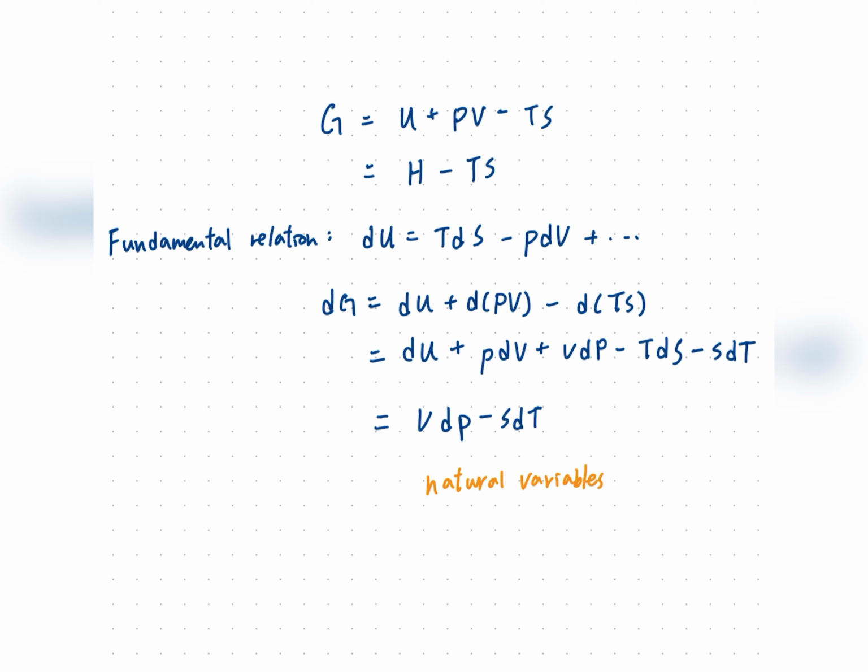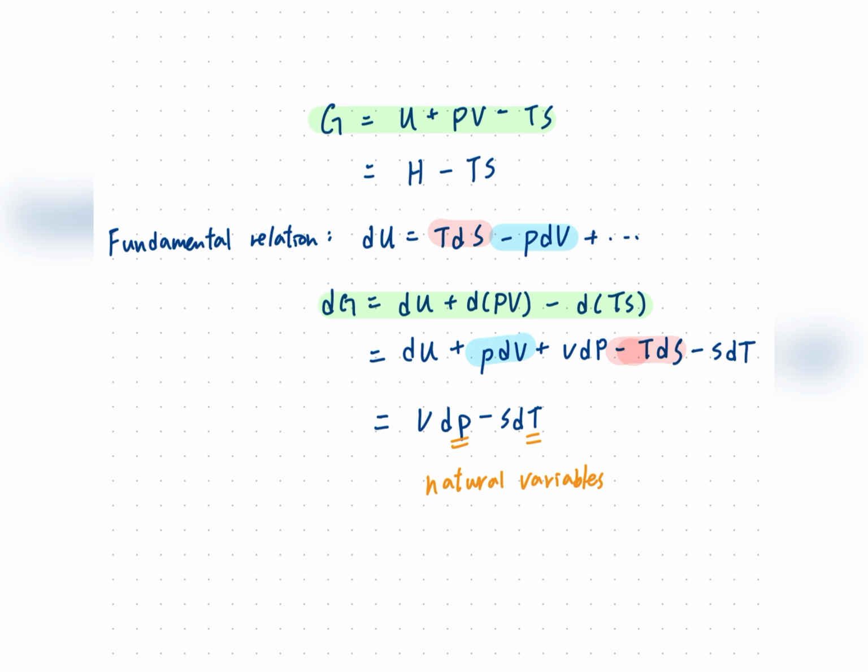From the fundamental relation, we know the differential form of internal energy U is given by dU equals TdS minus PdV. Since dG equals dU plus d(PV) minus d(TS), by applying transformation, we have dG equals VdP minus SdT, where we can see that P and T are the natural variables of G. P and T are easily manipulated experimentally in the thermodynamic system.